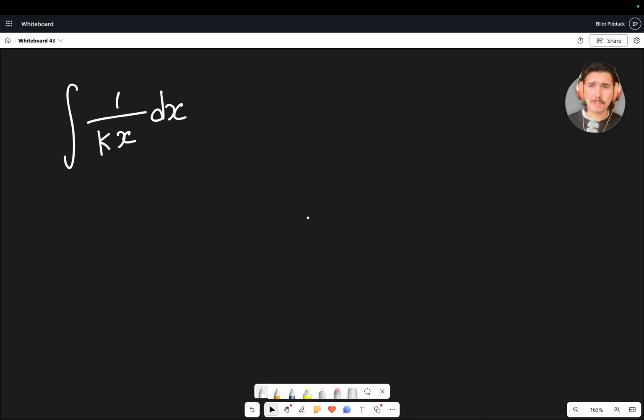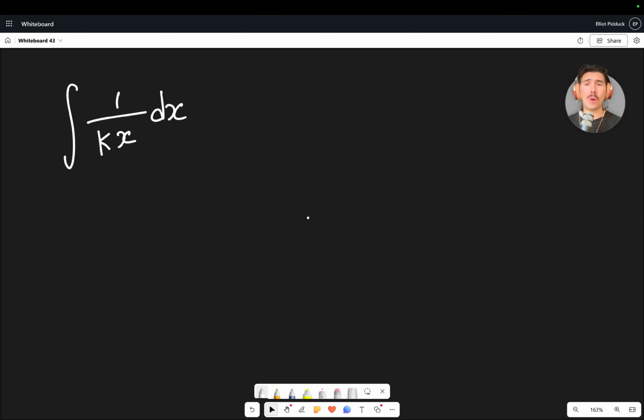Is it really that big of a deal if you forget plus c when you do an integral? The answer is yes. So here's an example where, depending on the method of integration that you use, you will get different values of that plus c. So in other words, without the plus c, you will have two different answers that are different from each other depending on how you do this. So let's go straight in.